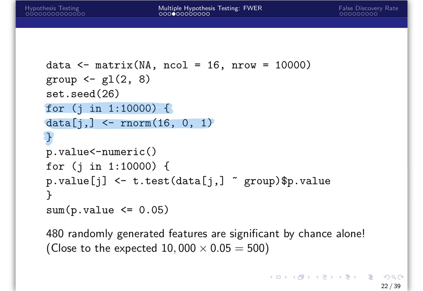Note that all 16 observations are drawn from the same distribution, so there is no difference between either group of 8 observations. After the data matrix is filled in, then for each row, a two-sample t-test is performed to compare group 1 to group 2, and the p-value is extracted and saved. The p-value vector then is of length 10,000. When summing how many rows have a p-value less than 0.05, there are 480 in this example. This is very close to the expected 500.